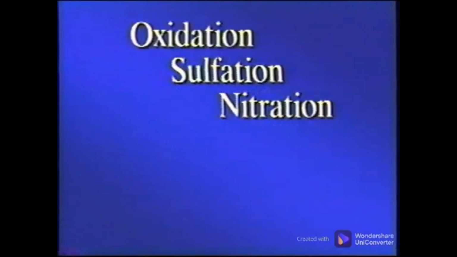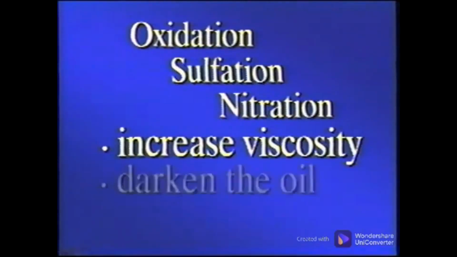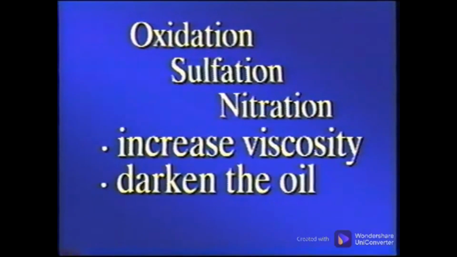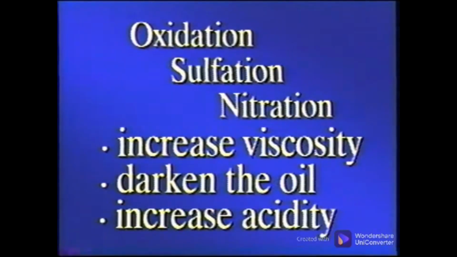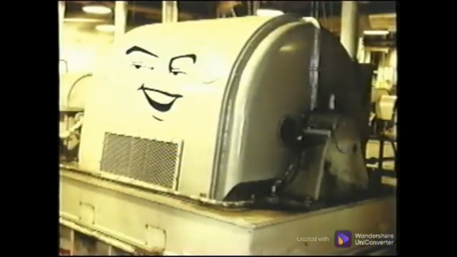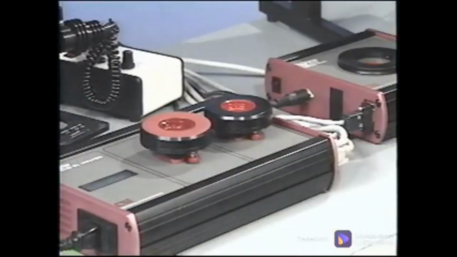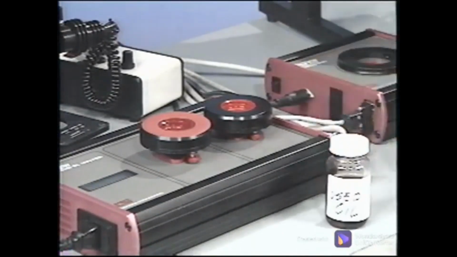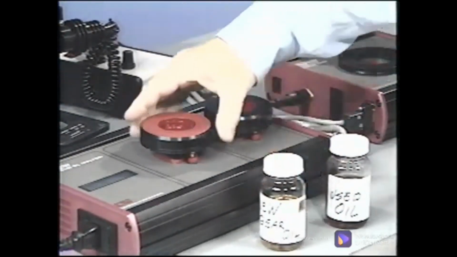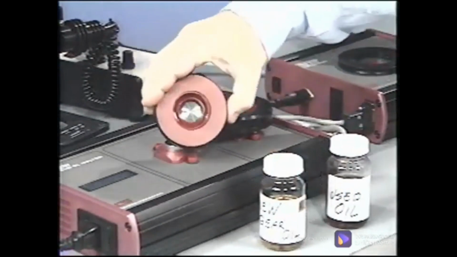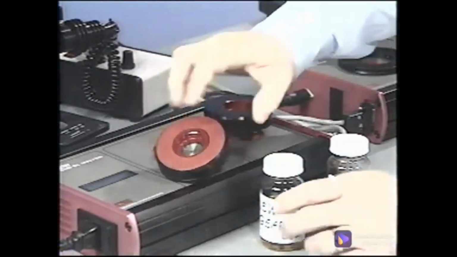Oxidation, sulfation, and nitration all increase the viscosity, darken the oil to a reddish-brown color, and increase the acidity of the oil. The increased acid in the oil causes corrosion to your machine, so that instead of protecting the machine, the oil actually accelerates degradation. To check the oil quality for degradation and any other gross chemical changes, the Oil View Analyzer compares a used oil sample with a clean oil sample of the same type used in that application. The changes in the oil chemistry are detected capacitively by the Oil View sensing grid.